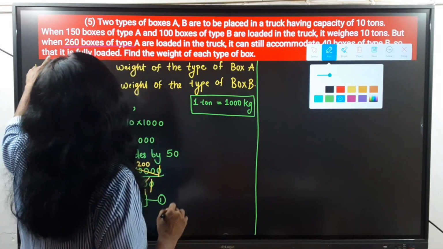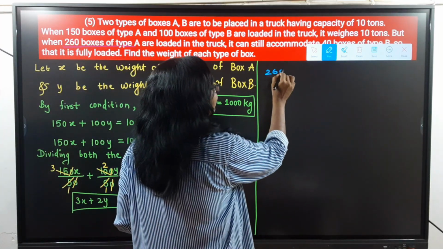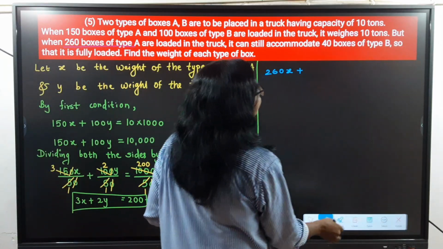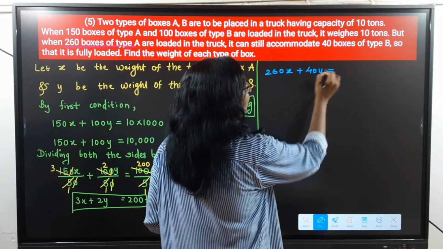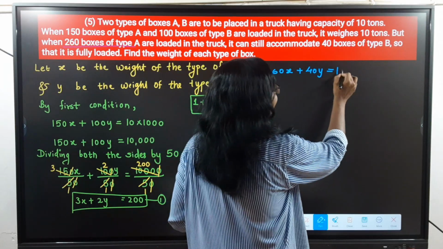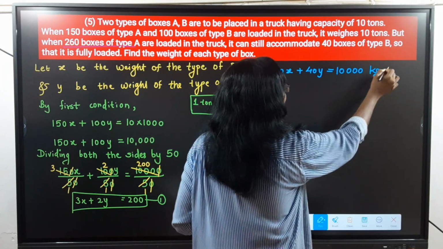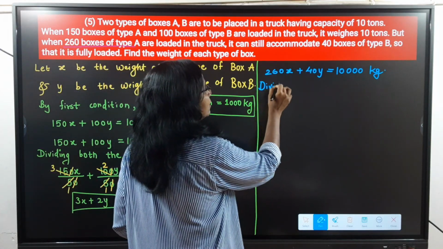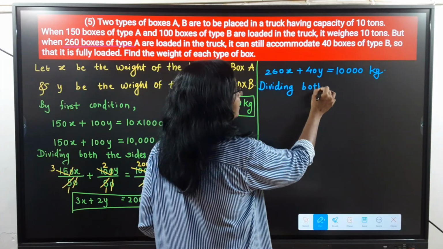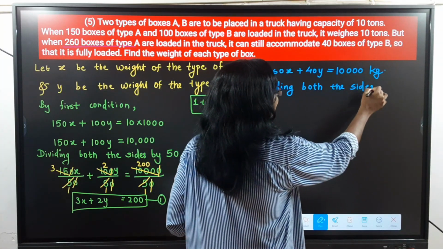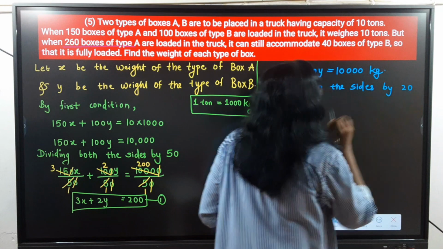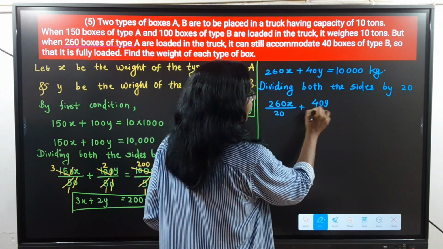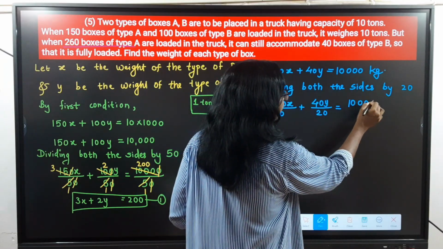Second condition says that when 260 boxes of type A, so 260x plus 40 boxes of type B, so here 40y, and that it is fully loaded, so it will be 10,000 kilogram. Further we simplify this equation, so dividing both the sides by 20. So here 260x divided by 20 plus 40y divided by 20 is equal to 10,000 divided by 20.